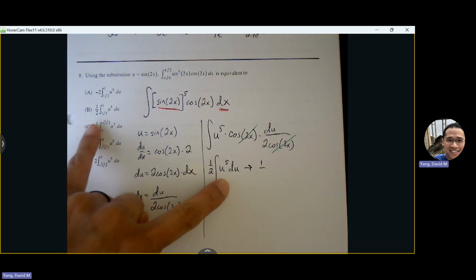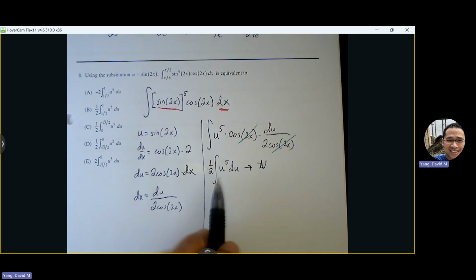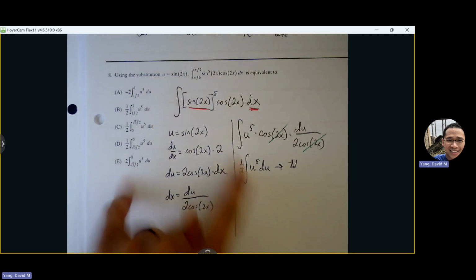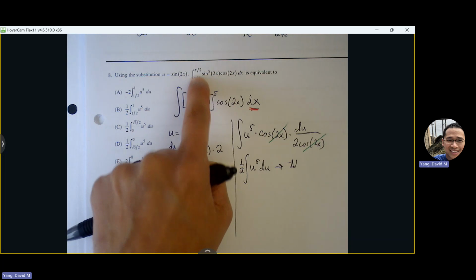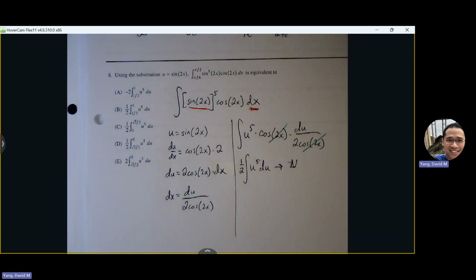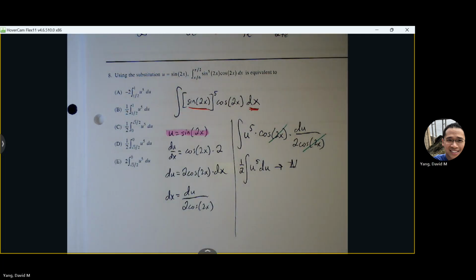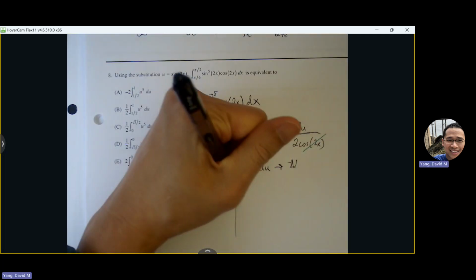Notice our answer choices are in terms of u, so we're not going to actually do power rule. We're going to leave it alone. But the only thing that is left to adjust is our bounds. Our bounds are in terms of x. We're going to push those bounds through our conversion rate. So let's work on those bounds there.